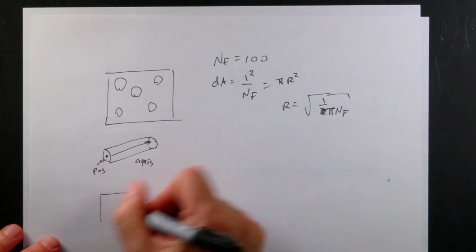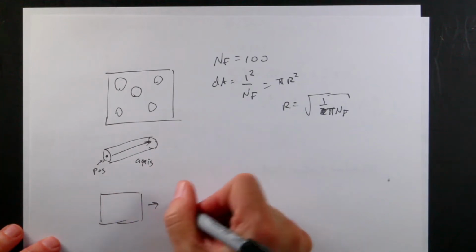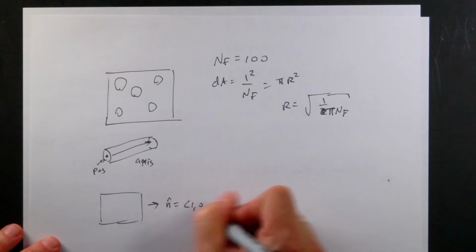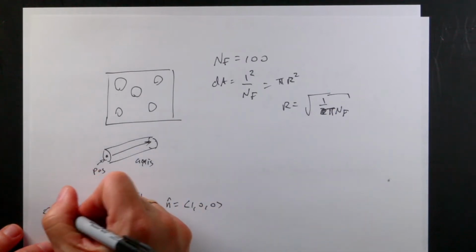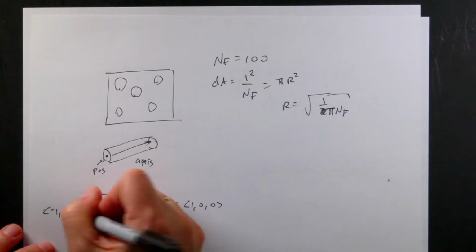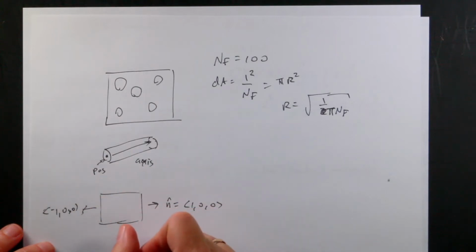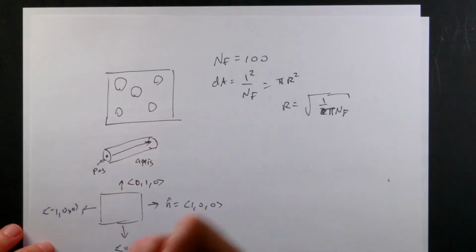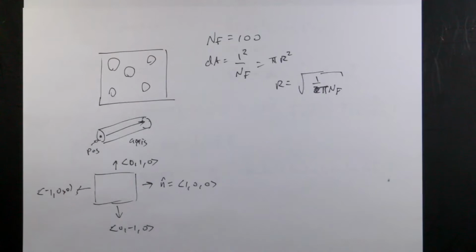If I have a cube like this, on this side, n hat is going to be the vector 1, 0, 0, in the x direction. Over here, it's going to be negative 1, 0, 0. And then down here, it's going to be 0, negative 1, 0. Over here, it's going to be 0, 1, 0. And then the z and the negative z. Okay, so I can do that.